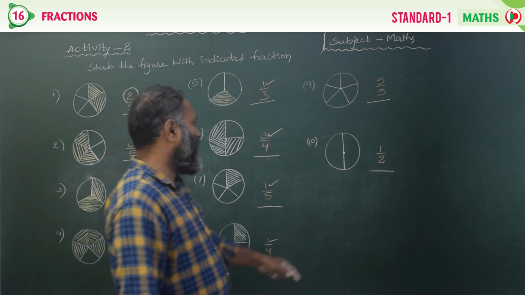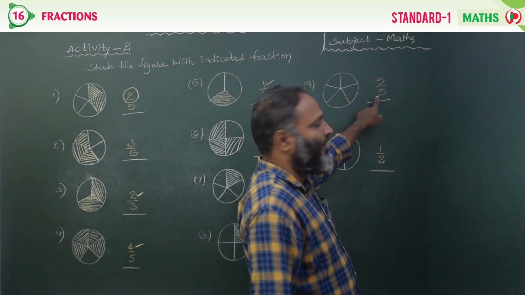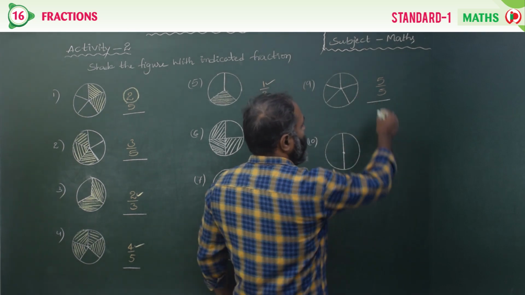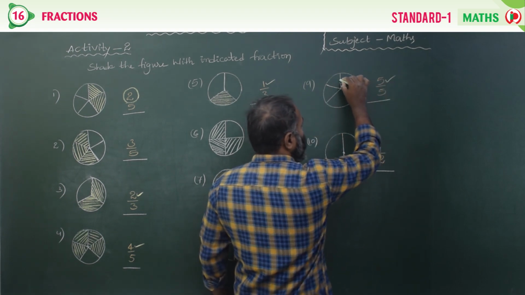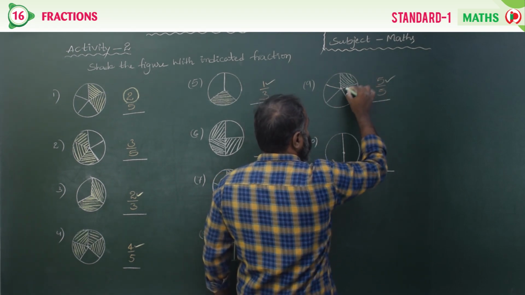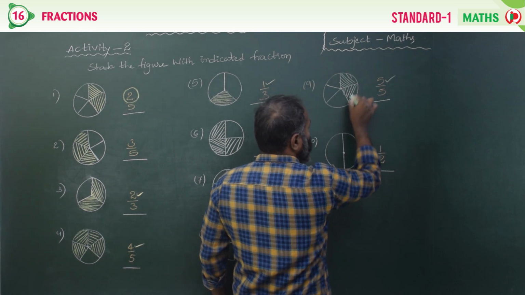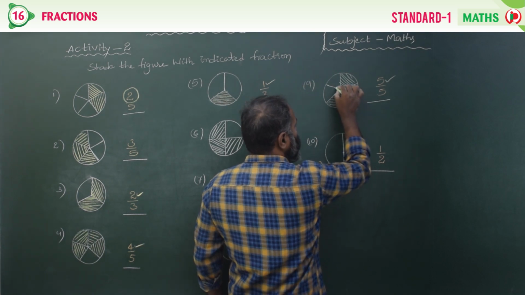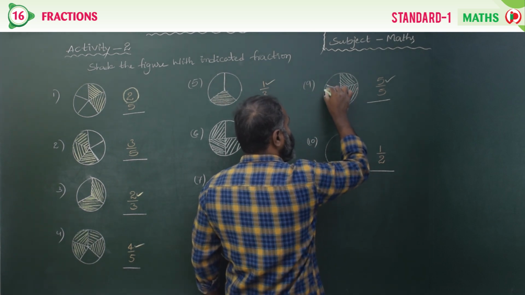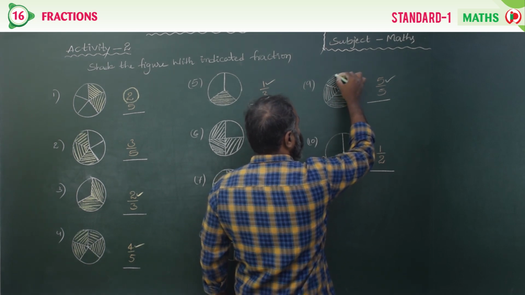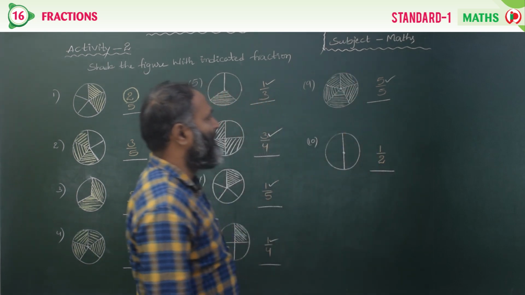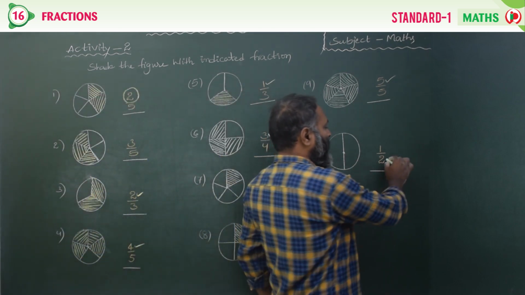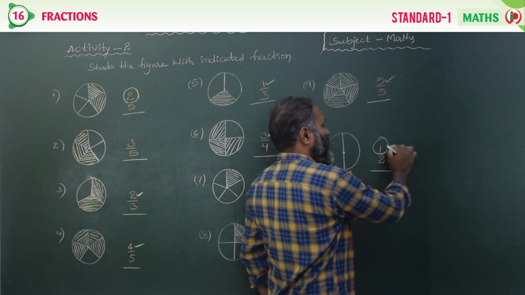Now, in the next one, in the numerator 5 and in the denominator 5, means in total 5 parts, all 5 parts we should shade. This is the first part, this is the second part, this is the third part, this is the fourth part, this is the fifth part. Total 5 parts we should shade. Okay, now the last one, in total 2 parts, 1 part we should shade.